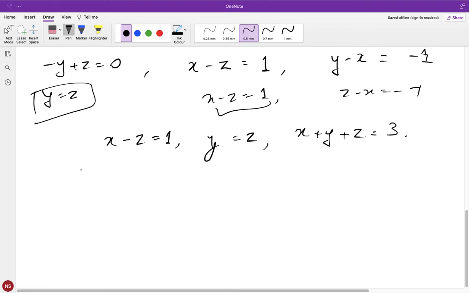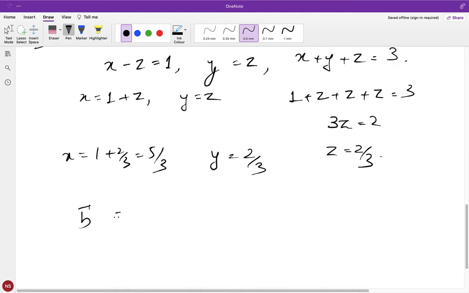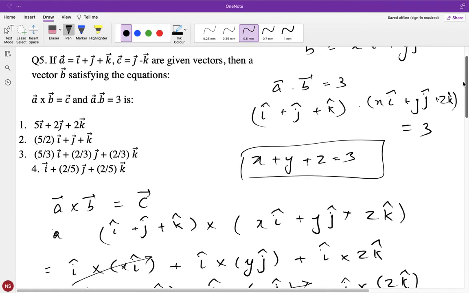So what can I say if I put in x equal to 1 plus z and y is equal to z, put both of them in here. So 1 plus z plus z plus z is equal to 3. So 3z is equal to 2. So z is equal to 2 by 3. And y is equal to z, so y is equal to 2 by 3. And x equal to 1 plus z, so 1 plus 2 by 3 is equal to 5 by 3. So the vector b, which was xi plus yj plus zk, becomes 5 by 3 i plus 2 by 3 j plus 2 by 3 k. So we are done.